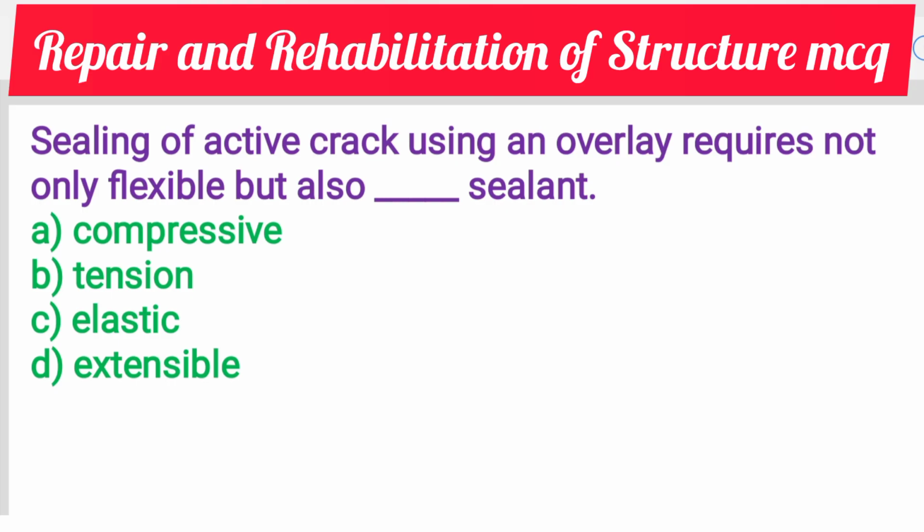Next question. Sealing of active crack using an overlay requires not only flexible but also dash sealant. Option A compressive, option B tension, option C elastic, option D extensible. So the correct answer is option D, extensible.